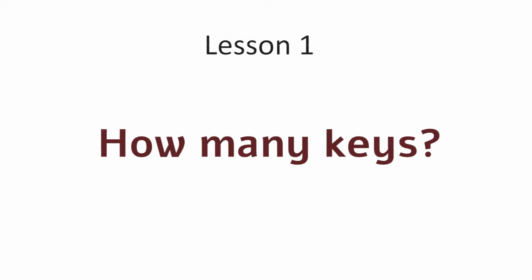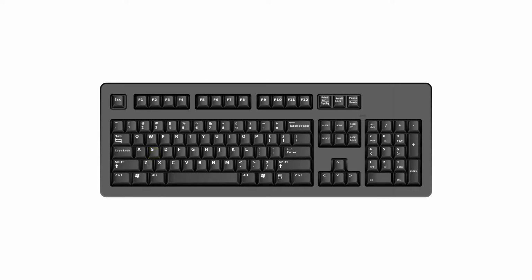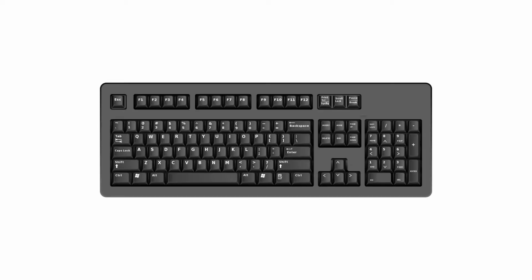How many keys? Speed-wise, we've got 4 different types of keyboard shortcuts. The fastest ones are the single key shortcuts, the ones that require you to press one single key at a time. For example, S, A, P, anything. One level slower are the ones that require you to press one modifier plus one key. For example, Ctrl S, Shift H, Alt A.